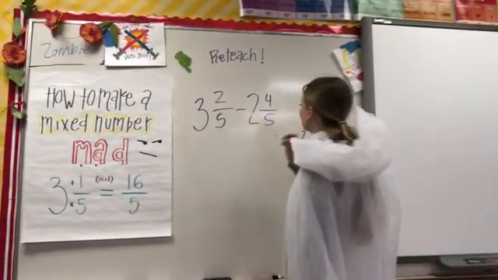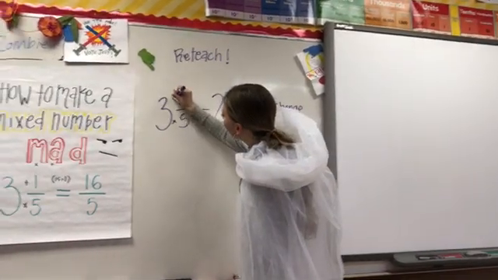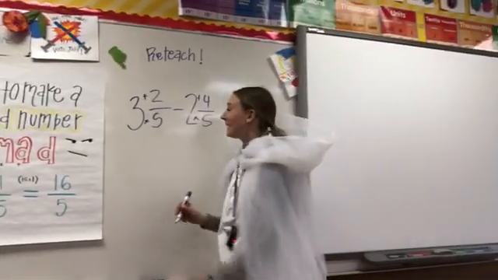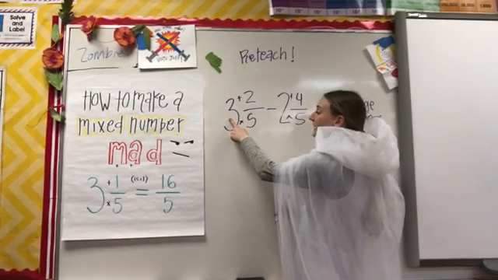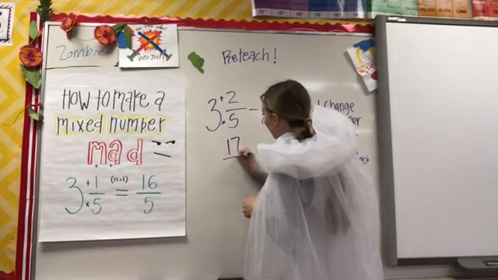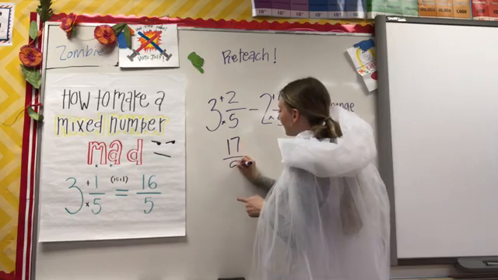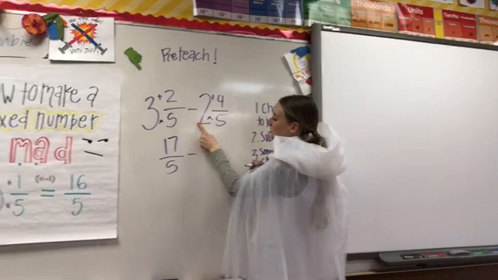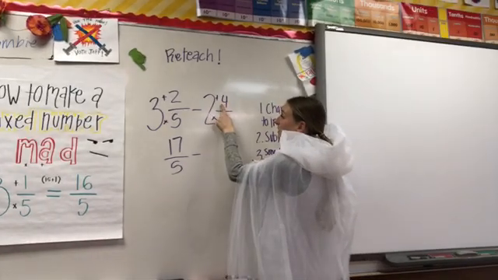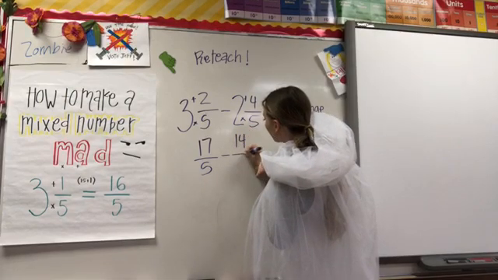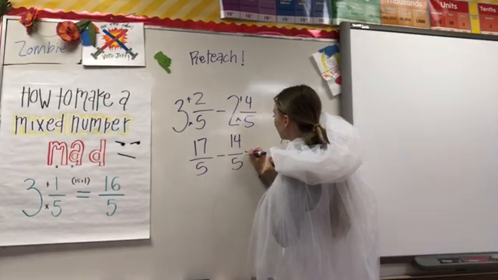So, step 1, change to improper. We times and add. Times and add. Okay, let's see. So 5 times 3 is 15 plus 2, 16, 17. And we put that over the same denominator, 5. Okay, let's try this side. 5 times 2 is 10 plus 4 is 14. And we put it over the same denominator, 5.